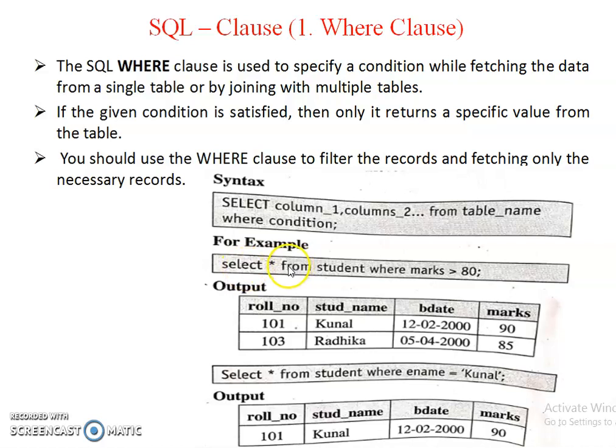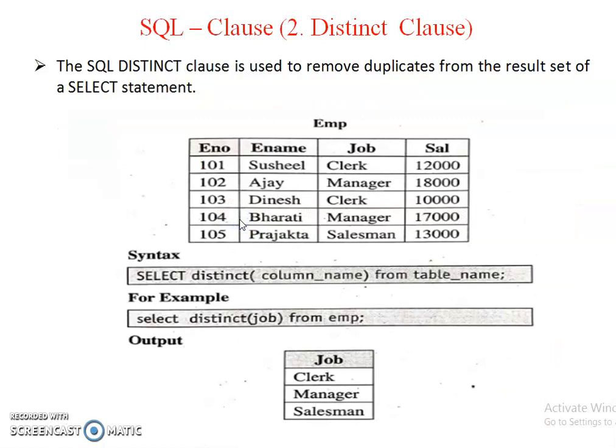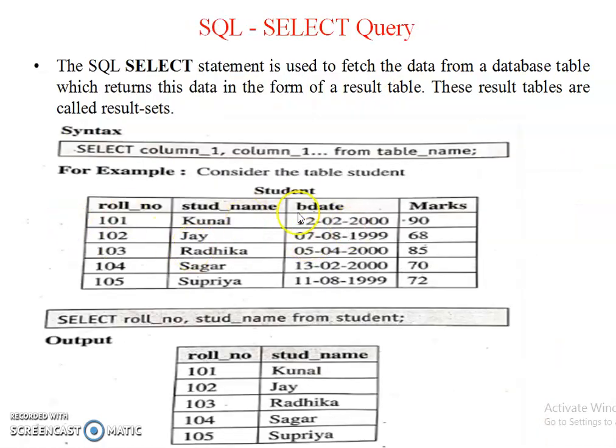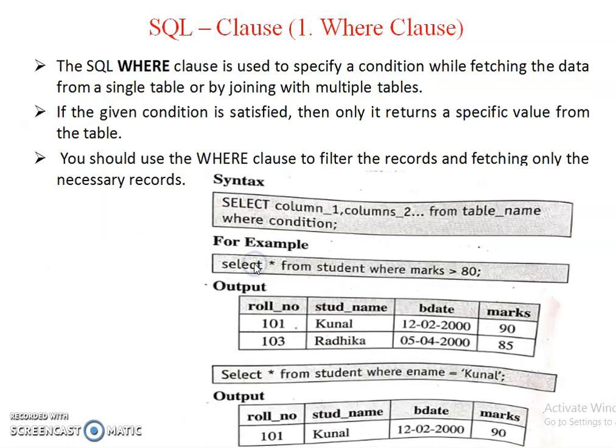See here, select star from student where marks greater than 80. It means which students have marks greater than 80, and the output is displayed in this format. Referring to this table, two students have marks greater than 80, Kunal and Radhika. Our output is Kunal and Radhika, with marks 90 and 85, because of the condition marks greater than 80.